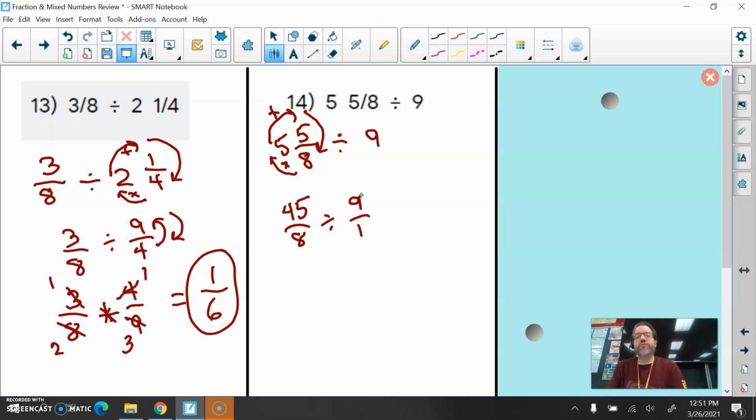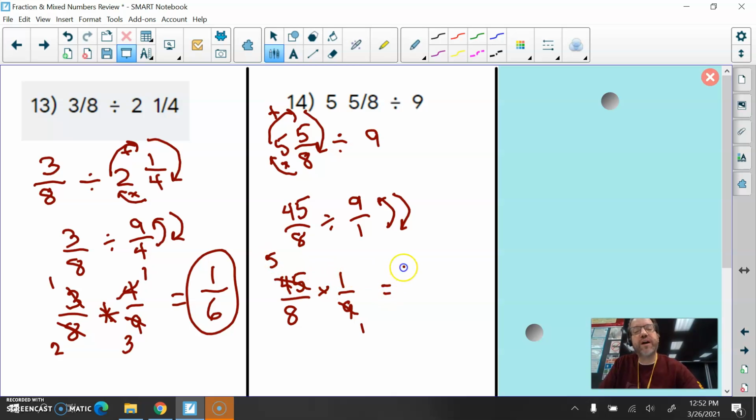Any whole number can be written as a fraction by just putting it over 1. Okay, now we're still not ready though, because we need to change this into a multiplication problem by multiplying by the reciprocal of 9 over 1. So I have 45 over 8 times, and then flip this one over, 1/9. Now I can simplify before I multiply. 9 goes into 9 once. 9 goes into 45 5 times. And so when I multiply these, 5 times 1 is 5 over 8 times 1, which is 8. I get an answer of 5/8.